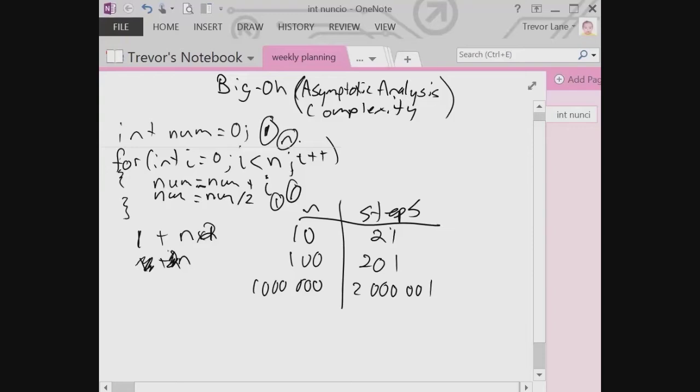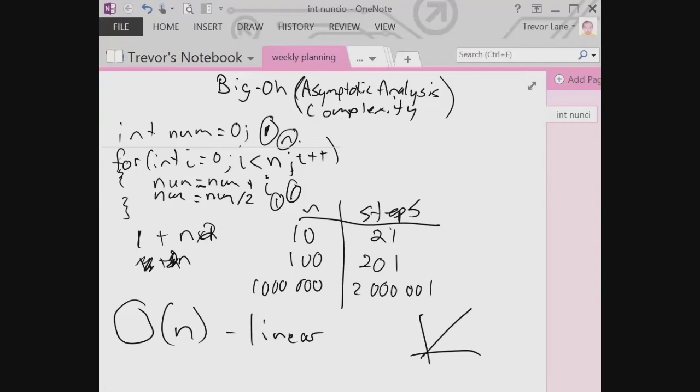So the way that we would write this in BigOh notation is we would say that it is BigOh of n. Another way of saying this is that it's linear, meaning as n increases, the problem increases in size proportionally. So if we were to graph it, as n increases, we would see that we would get a nice line.